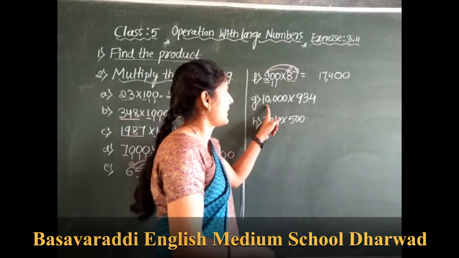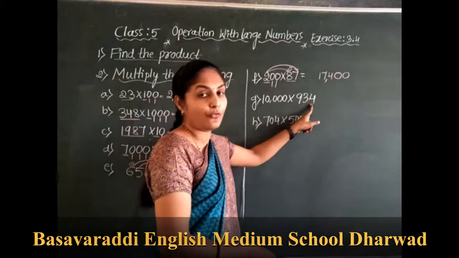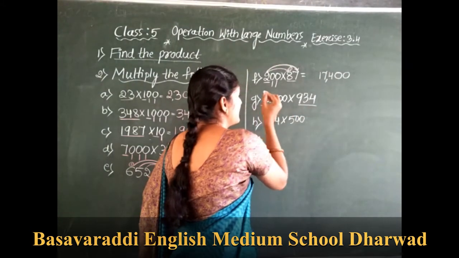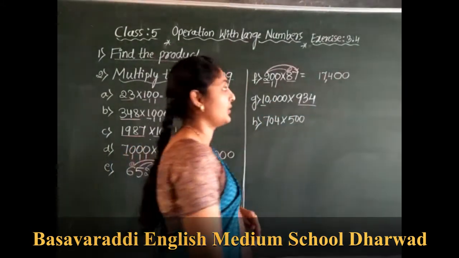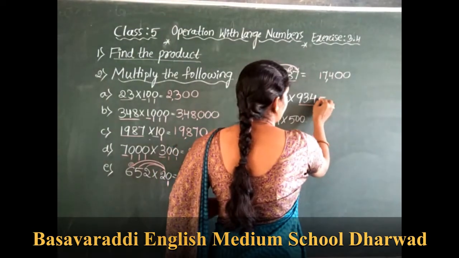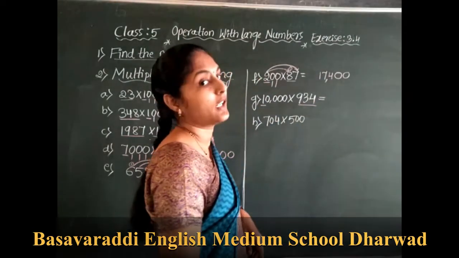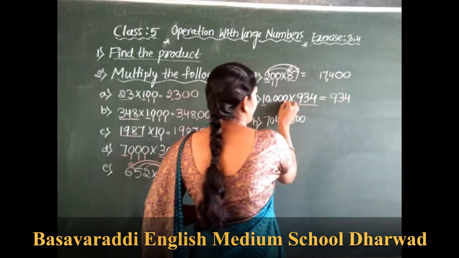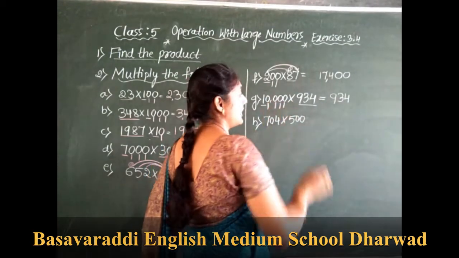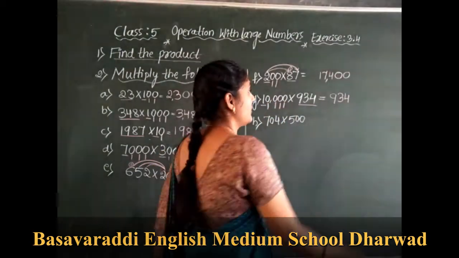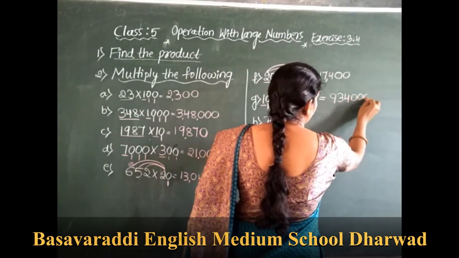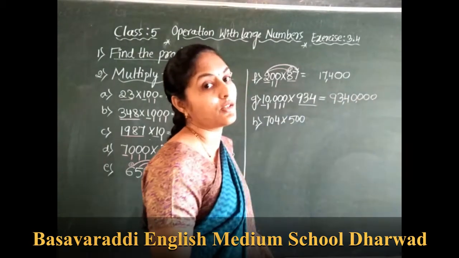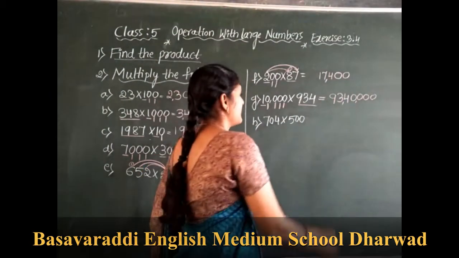Next, 10,000 into 934. So do the non-zero part first. What are the non-zero parts? The 1 and 934. What is the answer, children? Yes, very good. The 934 is the non-zero part. How many zeros there? 2, 3, 4. The 4 zeros. We have to put the 4 zeros. Let's read the number now. 93 lakh 40,000.